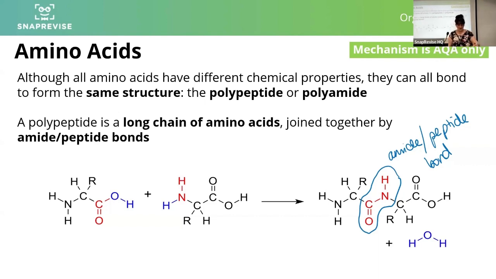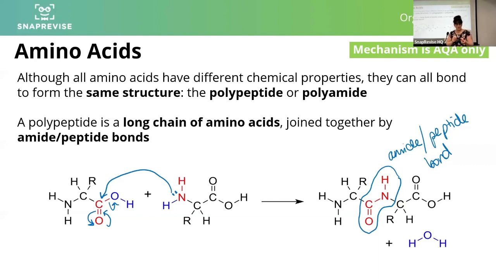We get the attack of the lone pair of the nitrogen to the delta positive carbon, you get the movement of electrons up and then back down again, which kicks off the OH. That OH minus ion can then go and steal a hydrogen.